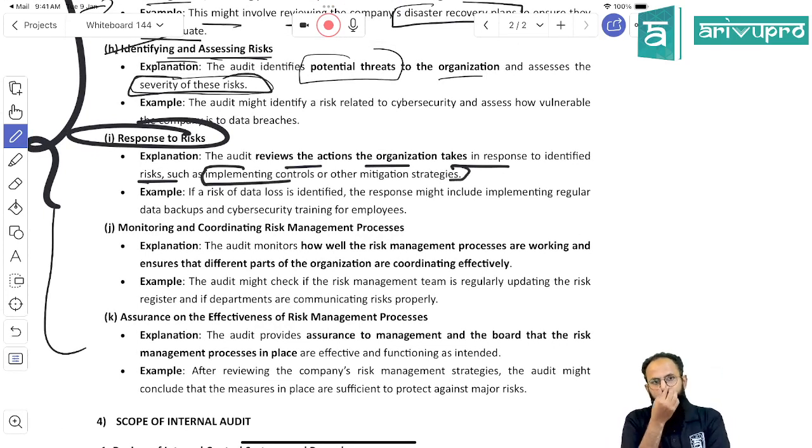Imagine an internal audit is happening in Arivu. What risk will I identify? I'll say, when the class is happening, what if someone else tries to access the Zoom link? What if some outsider comes and accesses the link? That's a risk for me.